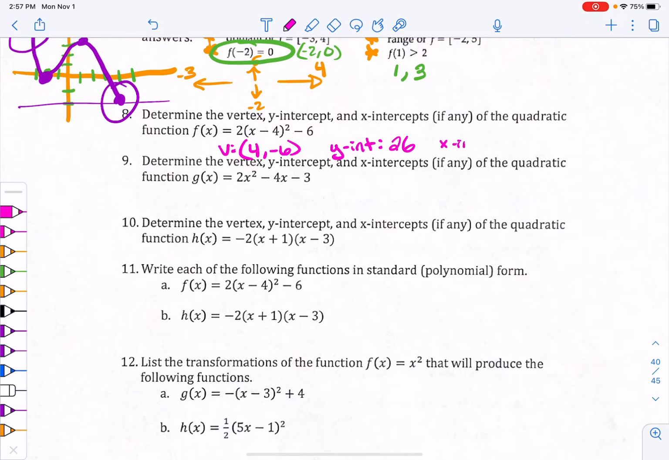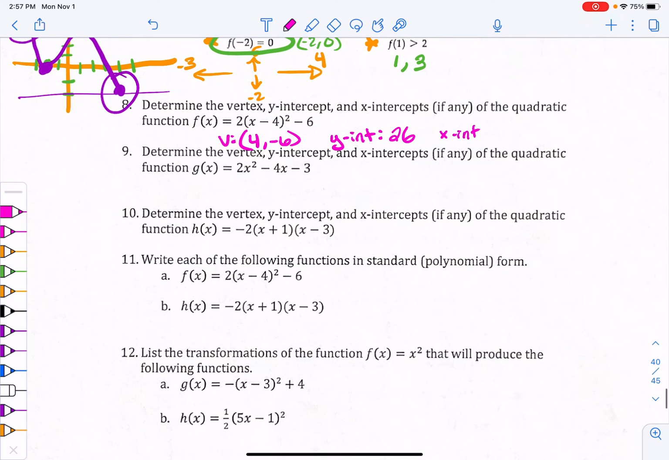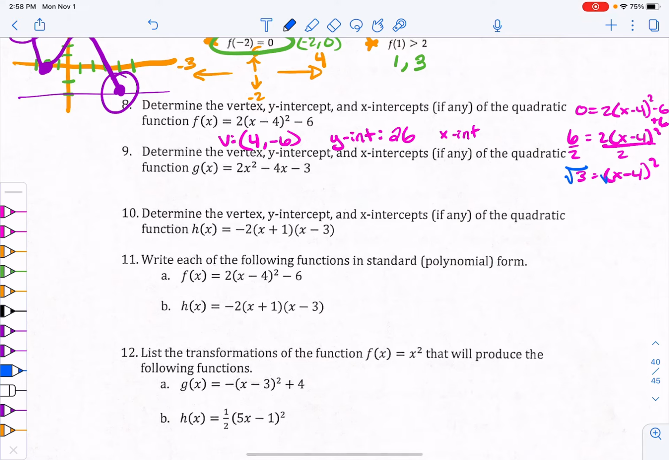The x-intercept, we plug 0 in for y, so I'm going to do that over here. 0 equals 2(x minus 4) squared, and then we have -6. Okay, we add the 6 over, so plus 6, 6 equals 2(x minus 4) squared, divide by 2, 3 equals (x minus 4) squared, and then we take the square root. So we're going to have a square root of 3, which is going to be kind of ugly, but that's okay. Plus minus square root of 3 equals x minus 4, and then we add the 4 over.